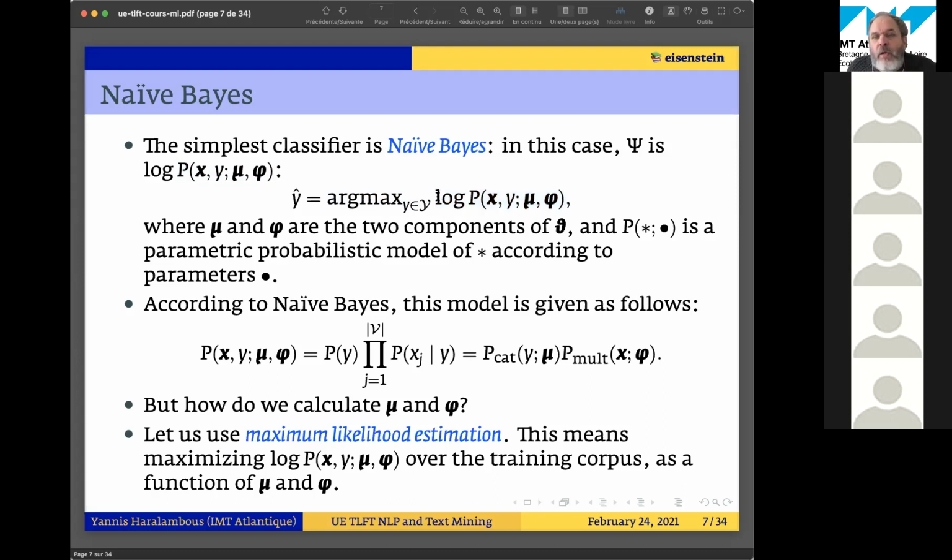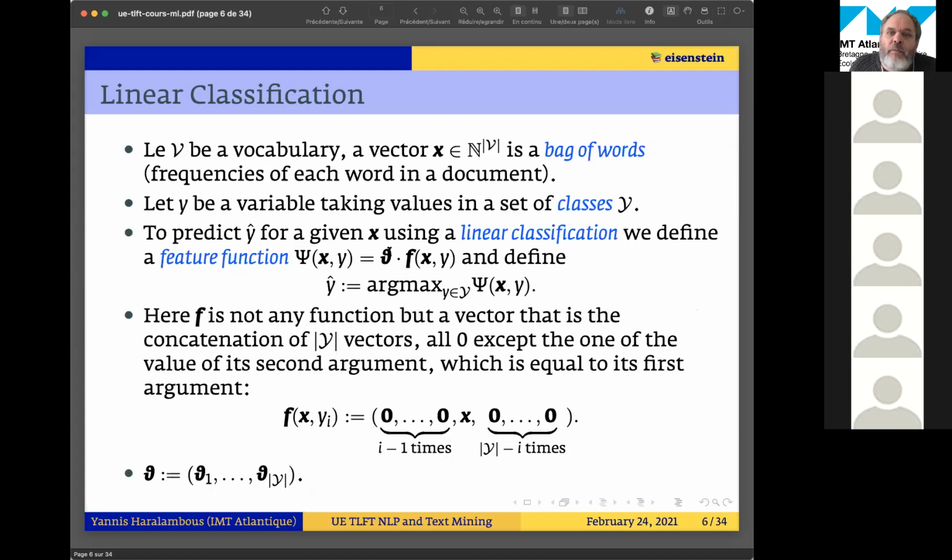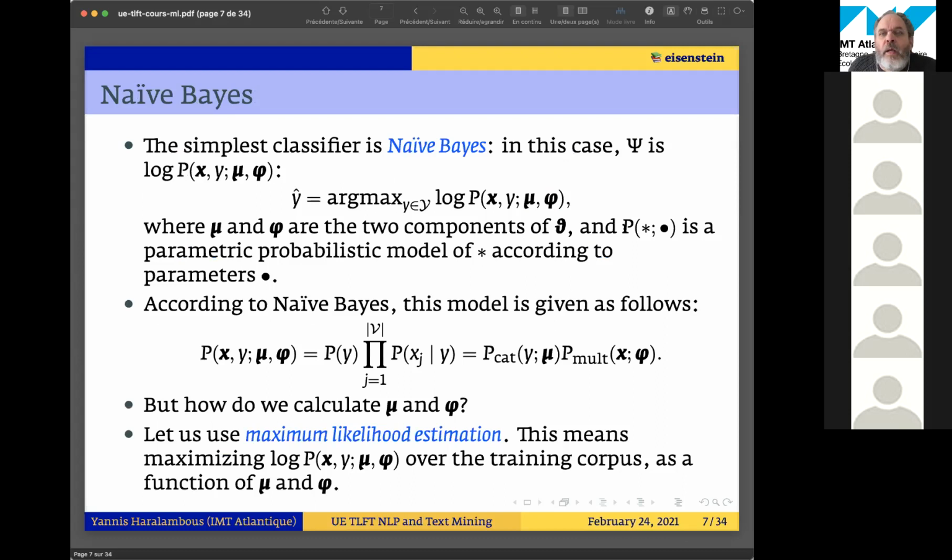Now, the highest value of this function is also the highest value of that function because log is an increasing function. Now, mu and phi are the two components of theta, and theta is what I've used here in this notation. And this parametric probabilistic model is defined as follows.